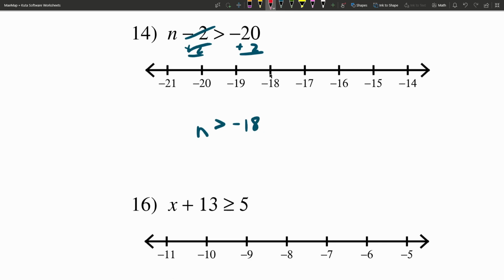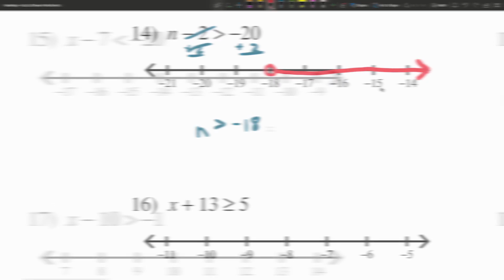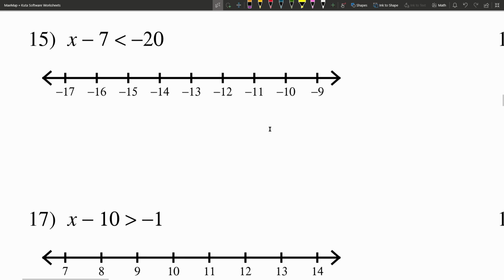So we're going to circle that negative 18. We're not going to shade it in, and n is all the values to the right, since n is greater than negative 18. For number 15, x minus 7 is less than negative 20.